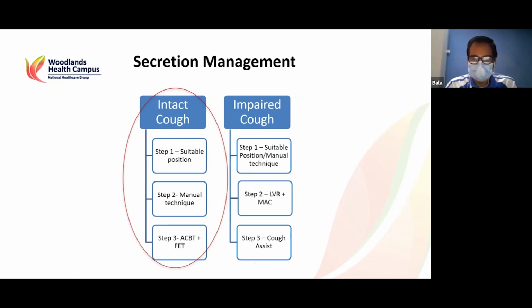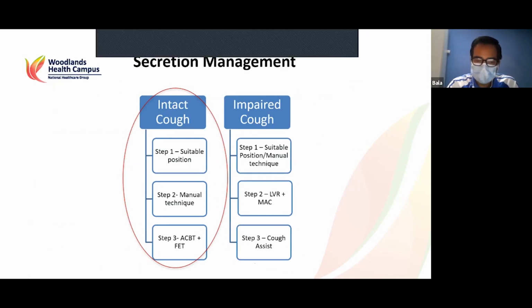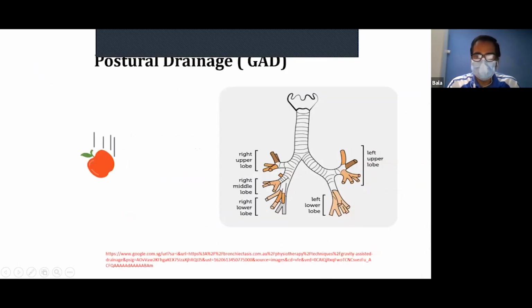So this is knowing that the patient has intact cough. Okay, so how can you help this MND patient? So I've divided my secretion management into 2 arms. So if it is intact, what all you can do, and if it is impaired, what you all can do. First, we will focus on the intact cough. So these are all very basics. I'm just trying to share this. For some people, you already know. For others, it may be information now.